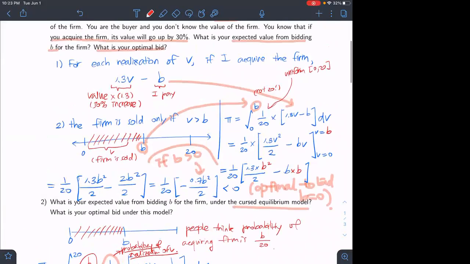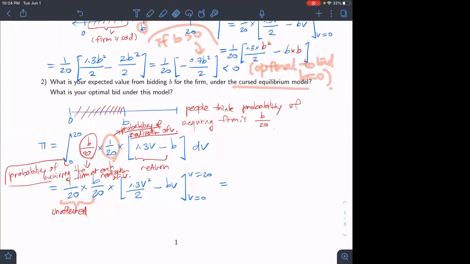The difference is that in the correct equation, the probability of acquiring the firm is 1 or 0: 1 if V is greater than B, and 0 if the realization of V is less than B. This is what is standing behind the correct equation. In the cursed equilibrium case, we are fixing the probability to B/20, and then multiplying with the PDF again.